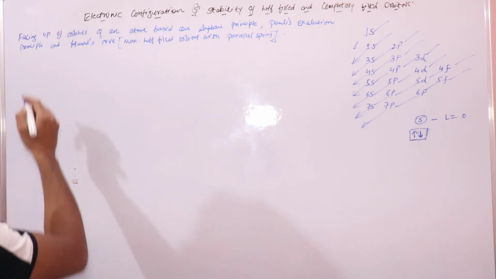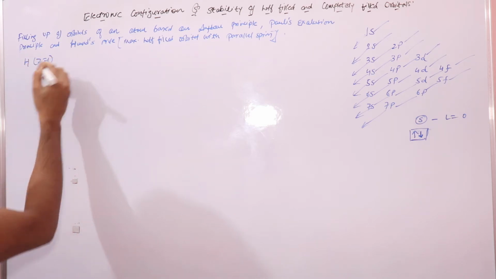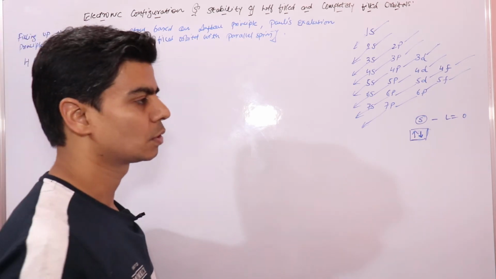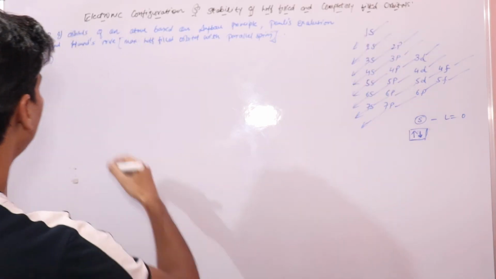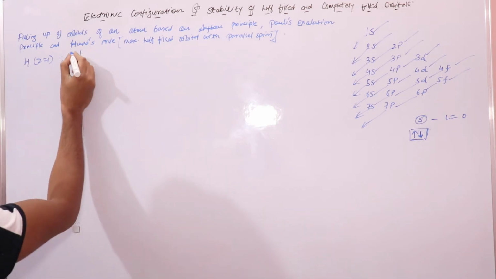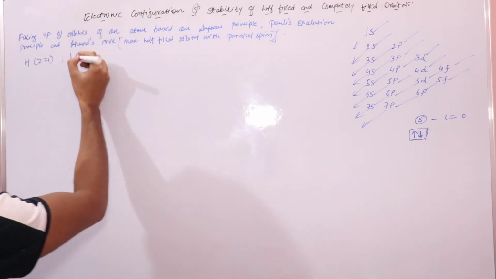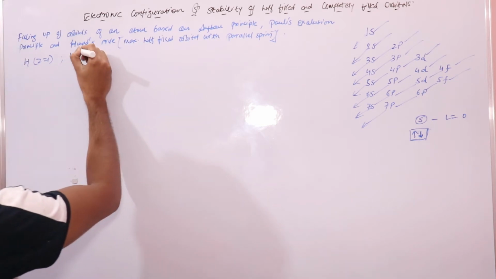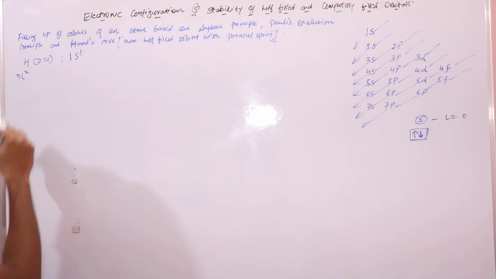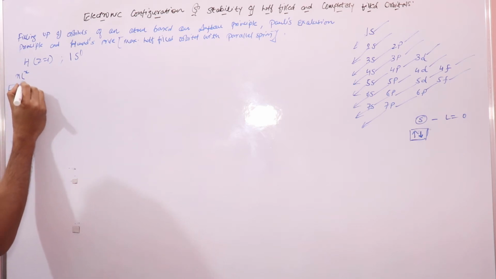So let's look at the electronic configuration of hydrogen. We know that hydrogen has atomic number 1. Atomic number 1 means it has 1 electron, so the first orbital will start filling up with 1s. The electronic configuration would be 1s¹. 1 represents the principal quantum number, that is the first shell, and s represents the s orbital, and the superscript 1 represents your electron, 1 electron. This is the general notation, so you go by this.